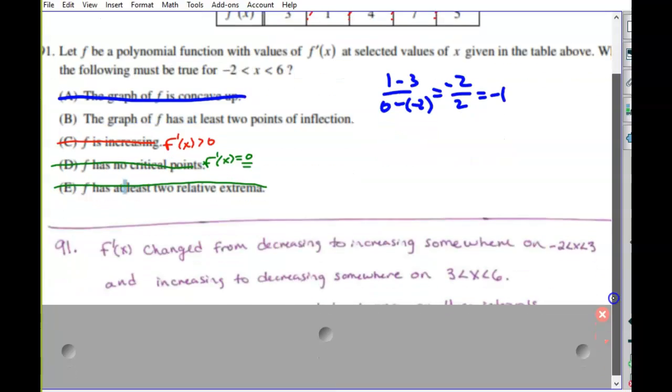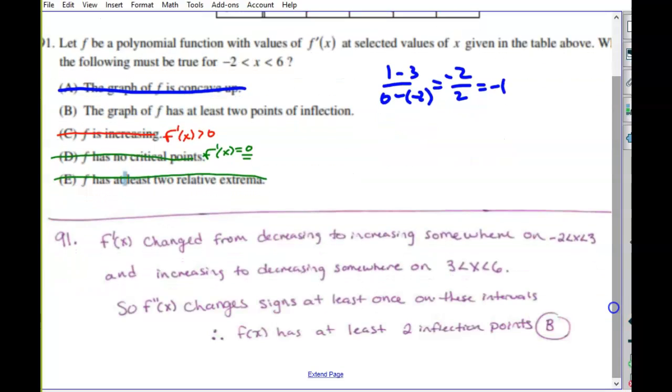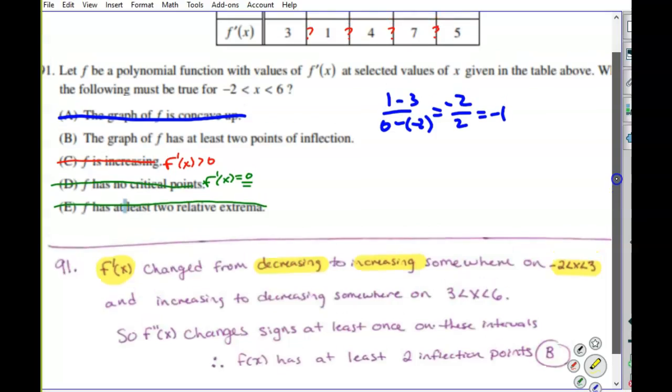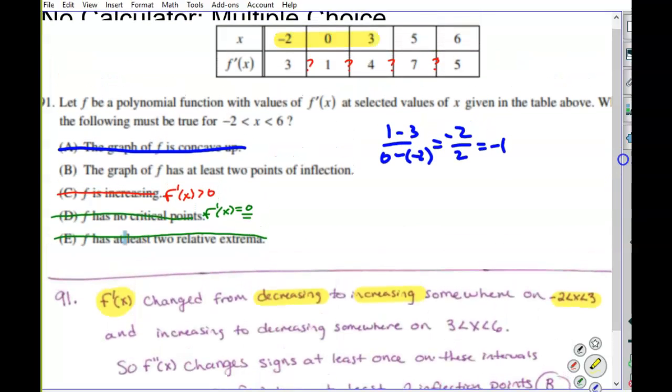Here's my explanation when I did this. Why is it B? And again, this is something you would not have to write down. But what do we know? F prime of x changes from decreasing to increasing somewhere on the interval from -2 to 3. You see how from here to here we go from 3 to 1, so we're going down, and then I go back up. So I have to change at least once on that interval. Which means if I have a change in the first derivative, that's a point of inflection. That's where your second derivative would equal 0 at some point.